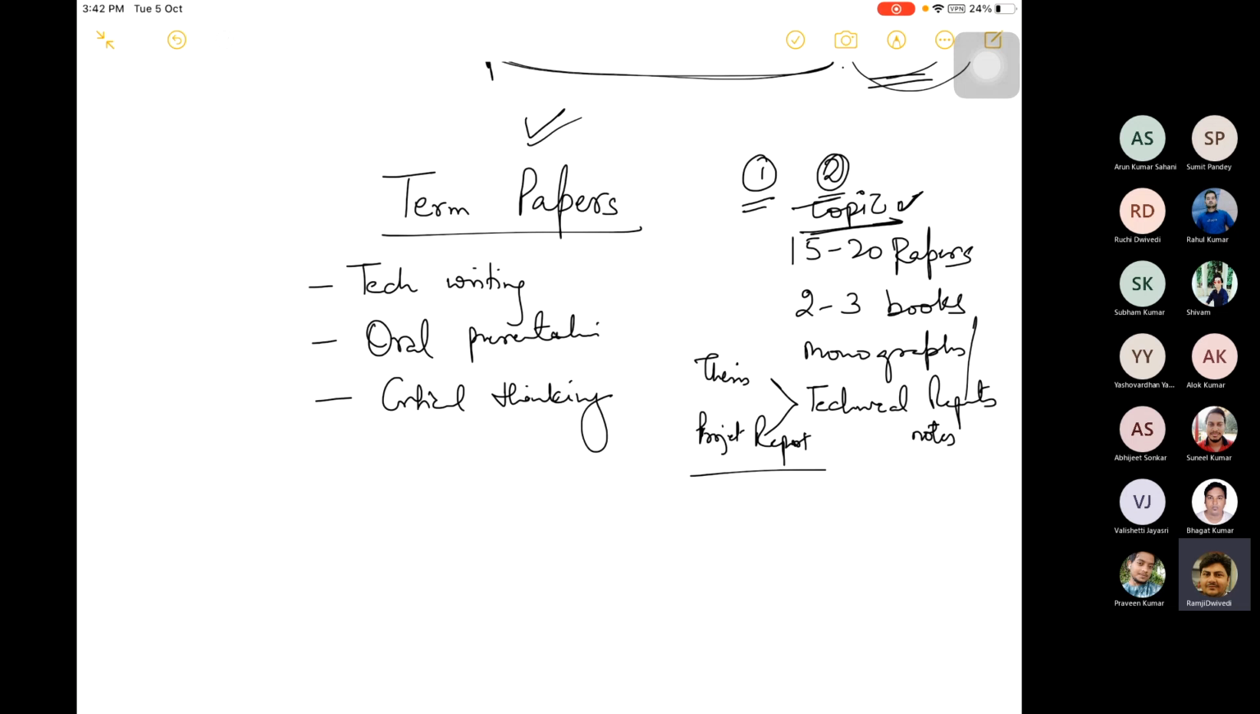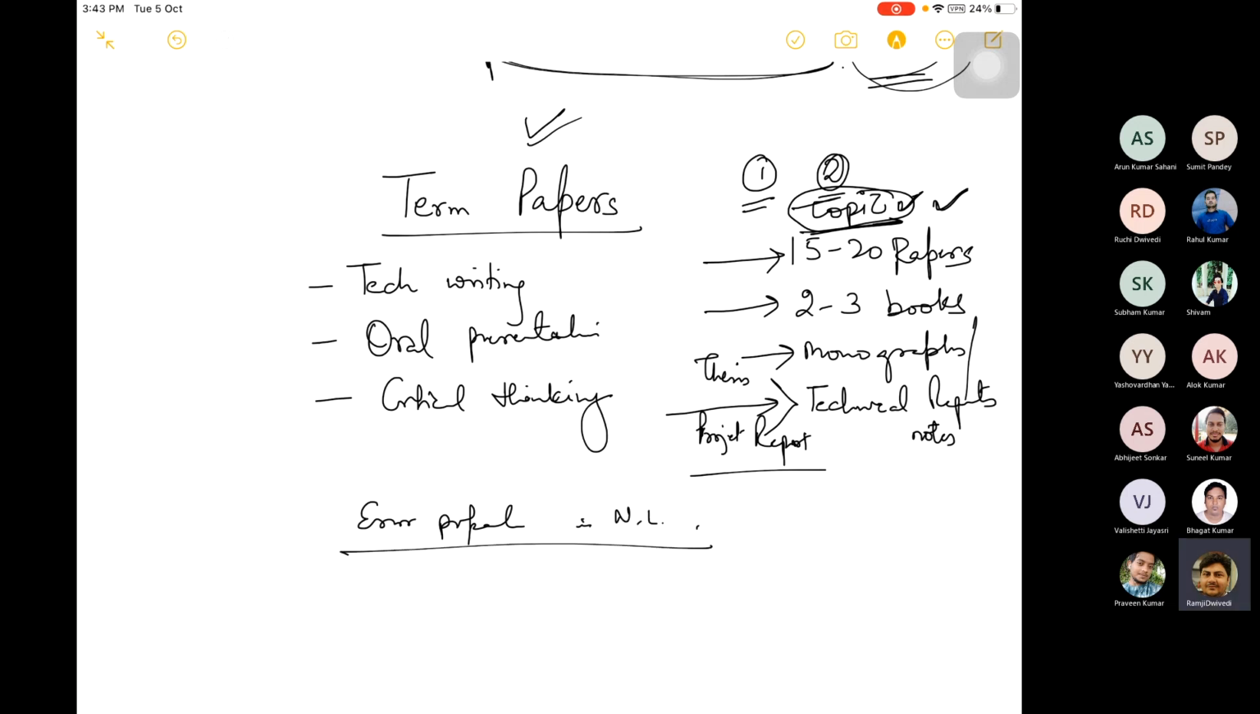of October, you will be equipped enough to explore these papers, these books, these monographs, these technical reports related to this topic. Let's say, for example, if I've given you a topic on error propagation in non-linear models. I'm just giving one example. Error propagation for non-linear models is a very generalized topic.